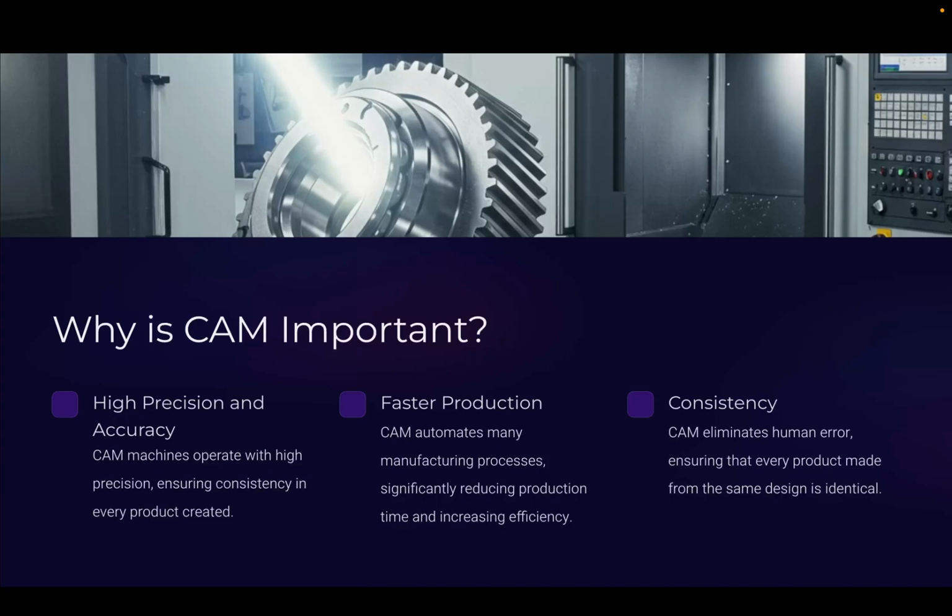You may ask another question, why is CAM important? It's because it ensures high precision and accuracy in production. It's faster in manufacturing with automated machines. And it also provides consistency, because you want products that look the same, with high quality, and must be exactly identical.